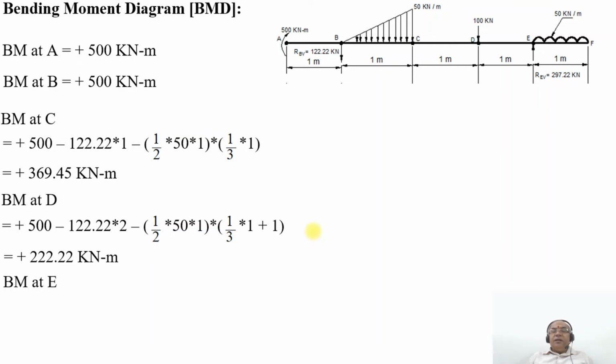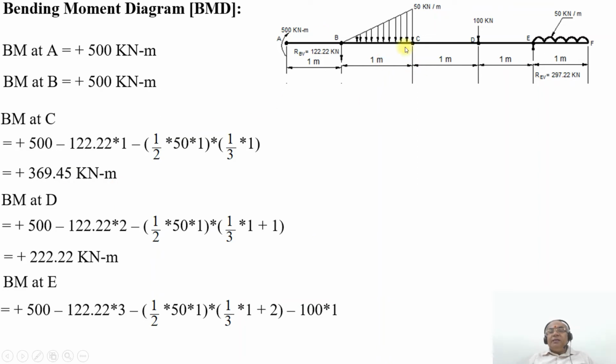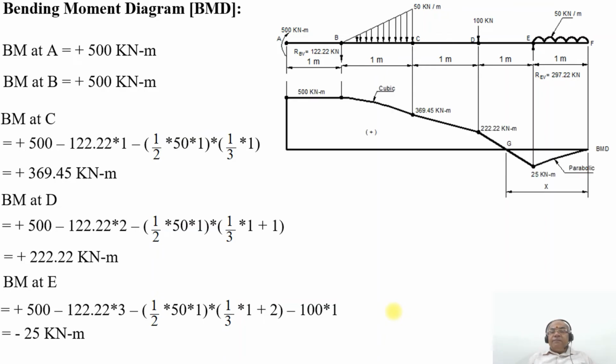And BM at E will be equal to, again, plus 500 minus 122.22 into 3, because from this point to E we need to consider 1 plus 1 plus 1, which becomes 3. Then the area of the triangle, again minus half into 1 into 50 into 1 by 3 into 1 plus 2, then minus 100 into 1. On simplification, you will get minus 25 kilonewton meter. BM at F will be equal to 0.